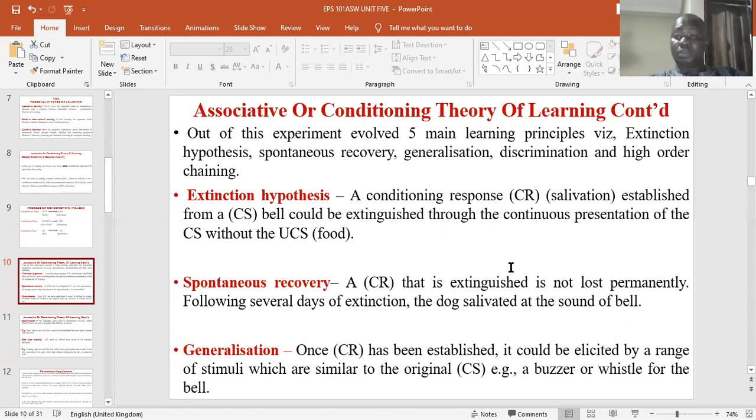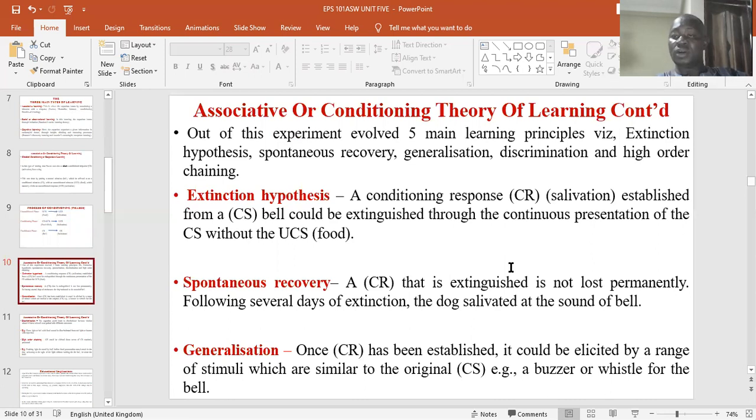According to Ivan Petrovich Pavlov, for one to be able to execute this, he proposed some processes that we could use to reinforce his theory or to educate people using his theory. And these processes of reinforcement are to be explained by you and I. The first one is the extinction hypothesis, which states that a conditioned response that has been denied the opportunity to be reinforced will eventually fade out.